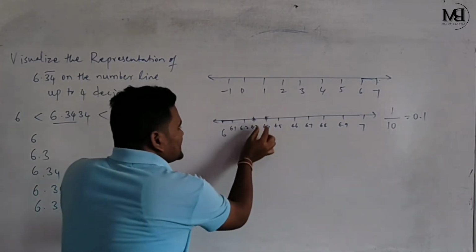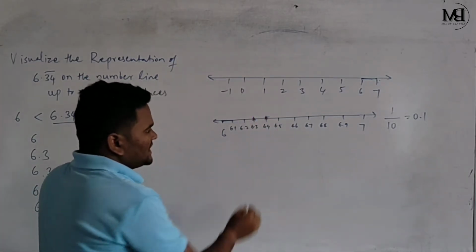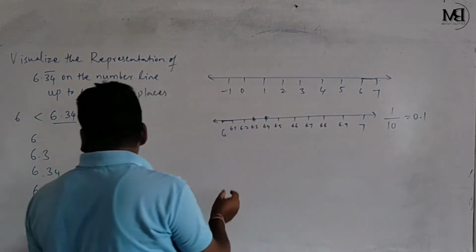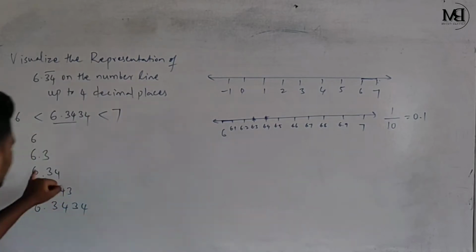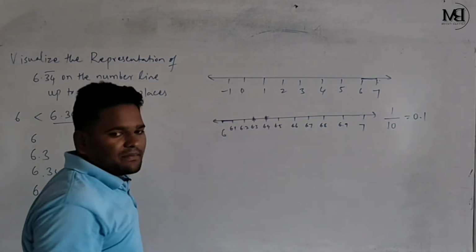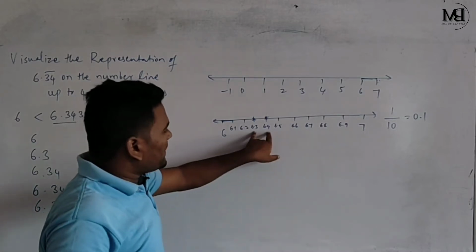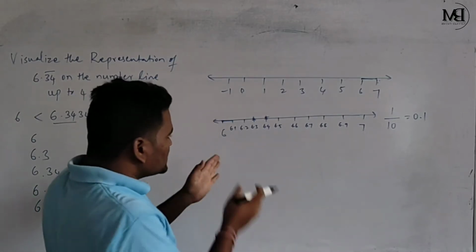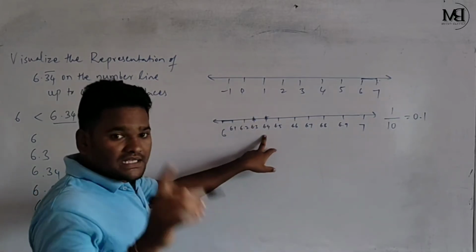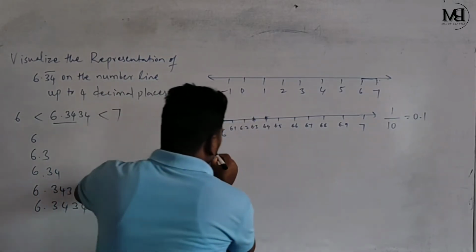Okay, children, this is 0.1 unit, my dear children. Now to get this 6.34, this 0.1 must be divided into 10 parts. So I am going to take that 0.1 now.